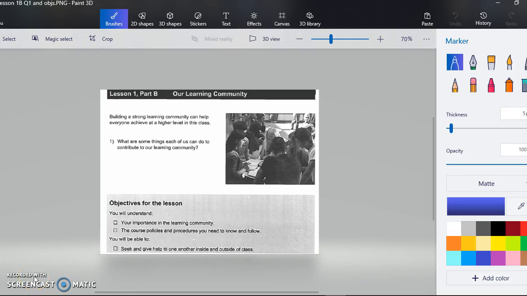Welcome to Lesson 1B. Lesson 1B is talking about a learning community. Ours is online. The part I want to point out on a learning community is the last bullet at the bottom of the objectives for the lesson. Seek and give help to one another inside and outside of class. To be successful in any class, and I would think anything in life, you've got to know when to ask for help, know your resources, and then without fear, seek out those resources.